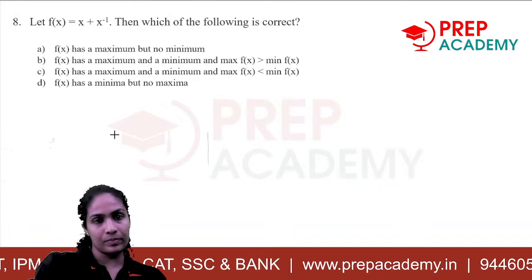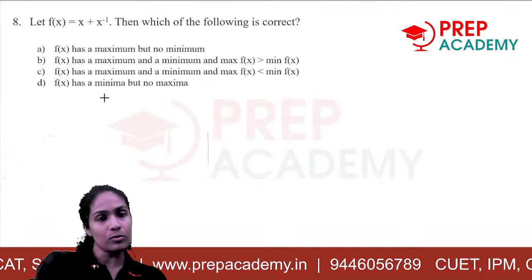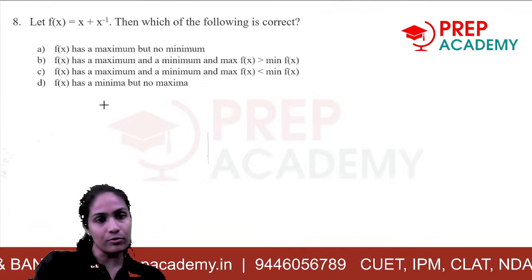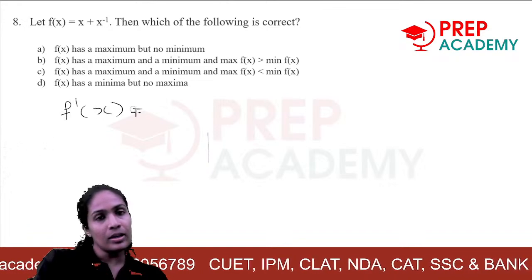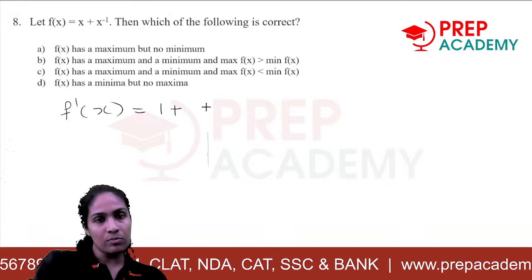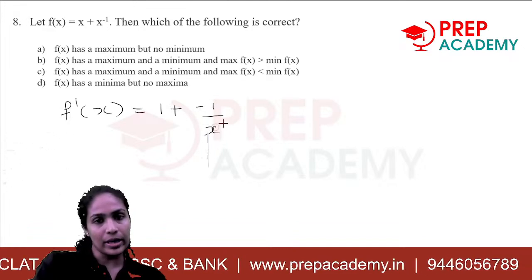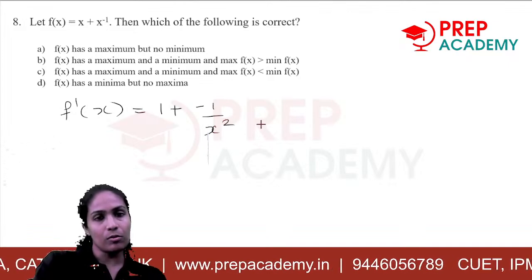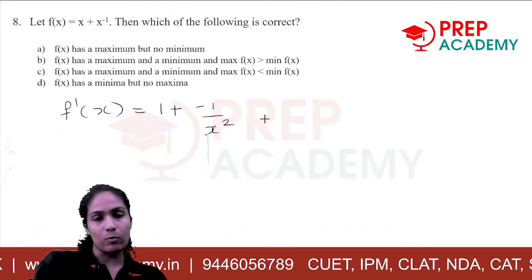So here you have to check the maxima and minima. In order to check the maxima and minima, you have to find the first derivative. So f'(x) is the derivative of x, which is 1, plus the derivative of x raised to minus 1, which means 1 by x. The derivative of 1 by x is minus 1 by x square. So f'(x) is equal to 1 plus minus 1 by x square.